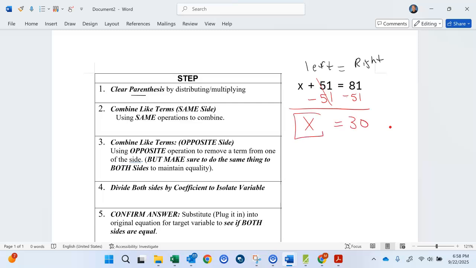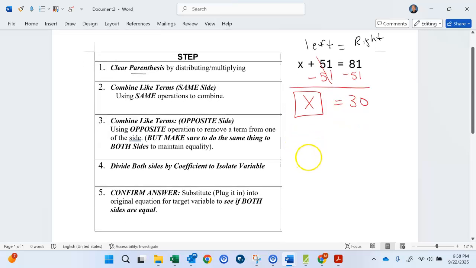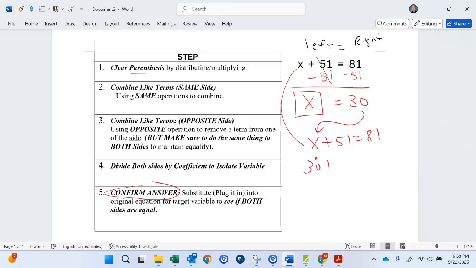So when I finally am done with the steps, I get x is equal to 30, okay? I'm finished when x is isolated. The next thing is to confirm your answer. So we're going to plug it into the original. We rewrite x plus 51 equals 81. We take 30 for x: 30 plus 51, is that equal to 81? Question mark. And we add it, 81 is equal to 81. Yes, so correct.